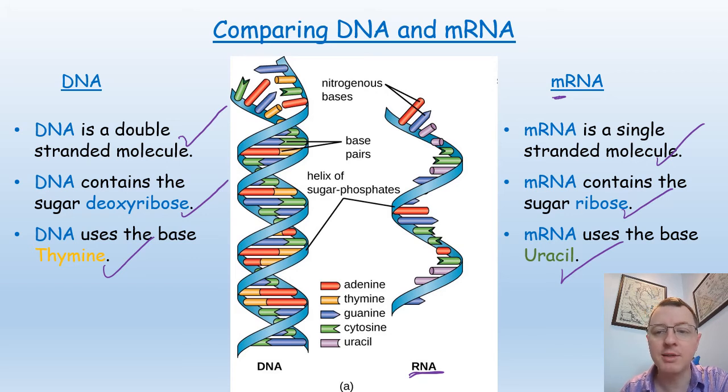So three big differences there. mRNA is single-stranded, contains the sugar ribose and uses uracil, compared to DNA being a double-stranded molecule containing the sugar deoxyribose and using the base thymine.